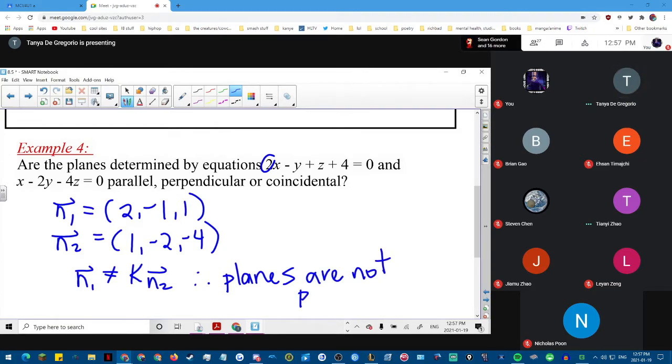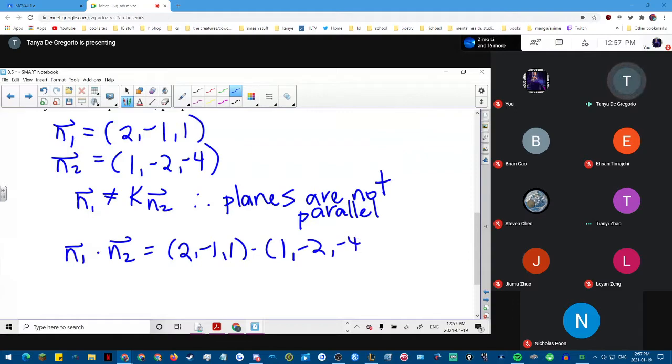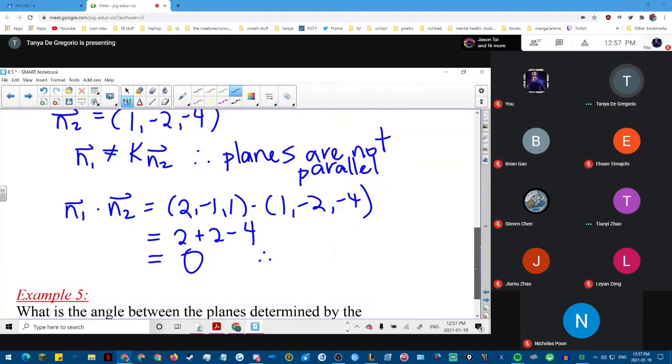Okay. How am I going to check if they're perpendicular? Dot product. Yep. So do the dot product here. Tell me if it equals 0. It does. So that means the normals are perpendicular. If the normals are perpendicular, so are the planes.